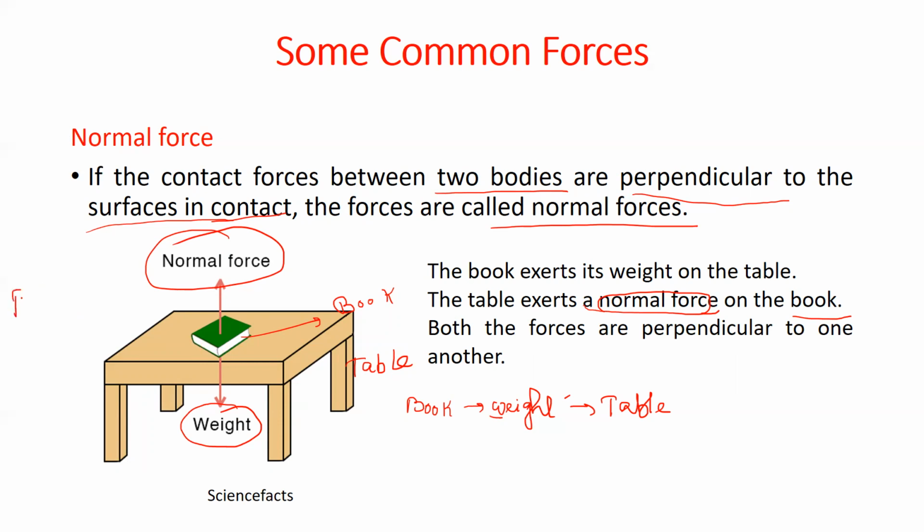Okay, so what we can write is that Fn is equal to F weight, or Fn equal to simply weight. Fn is the normal force, and weight is the force which the book exerts on the table. Okay, so these two are balanced forces, and since the two forces are balanced, the book remains fixed in its position. Or the book simply remains on the table.